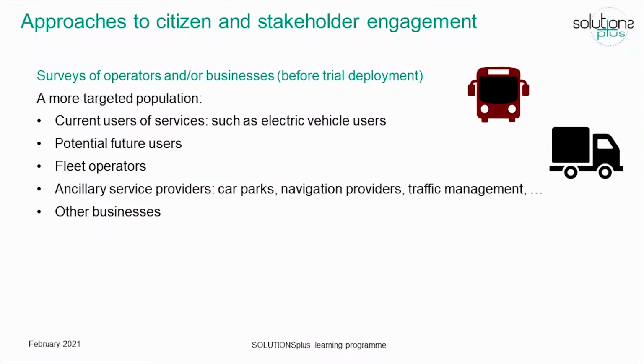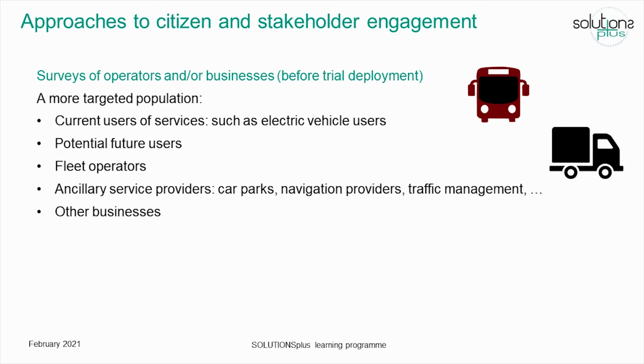When surveying operators or businesses, this is a more targeted population. So we need to consider current users of services such as electric vehicle users, as well as potential future users, fleet operators such as public transport, taxis, ride hailing, cycle hire, delivery and logistics, car sharing schemes, and other service providers such as car parks and navigation providers and traffic management.